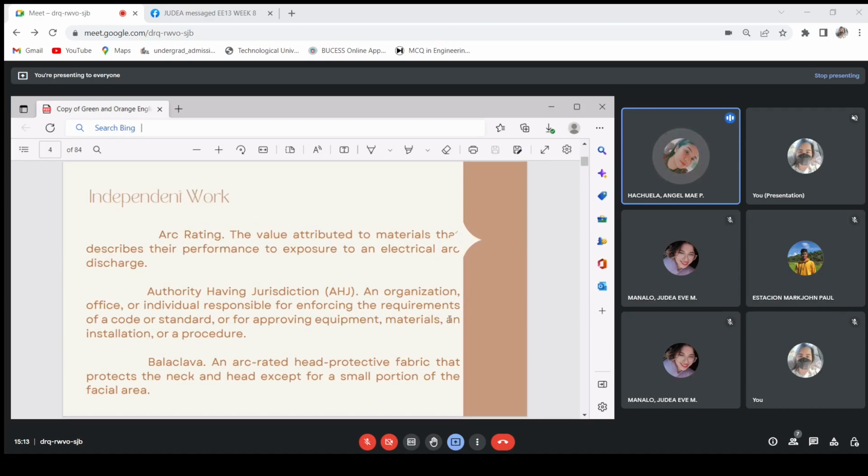Arc rating is the value attributed to materials that describes their performance to exposure to an electrical arc discharge. The arc rating is expressed in calories per cm squared and is derived from the determined value of arc thermal performance or energy break open threshold. Arc-rated clothing or equipment indicates that it has been tested for exposure to an electrical arc. Flame-resistant clothing without an arc rating has not been tested for exposure to an electrical arc. All arc-rated clothing is also flame resistant.